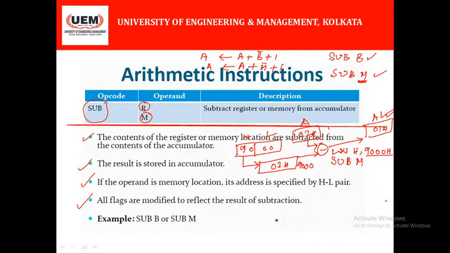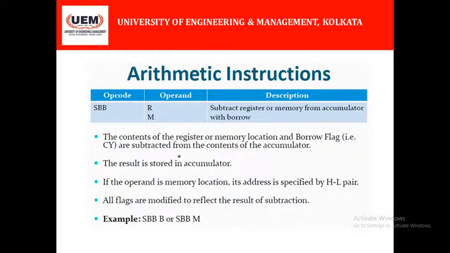If the result is stored in a register pair, say HL, BC or DE, then it may not affect all the flags. It may affect only the carry flag, because during subtraction there may or may not be a borrow. Examples are SUB B, SUB M. Next is SBB.